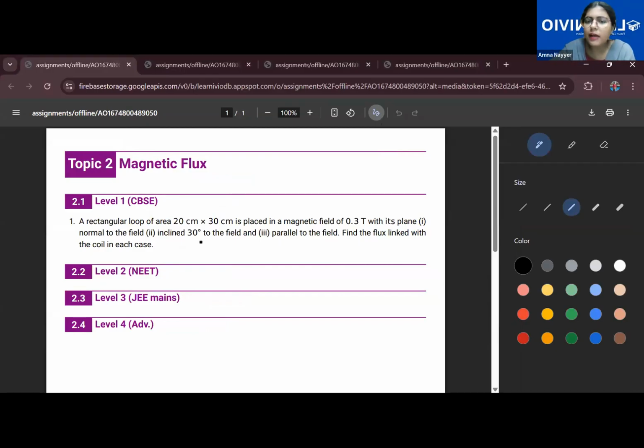Area is already given, magnetic field is given. It says in the first part, with its plane, means magnetic field is normal to the plane. So this is the plane. If magnetic field is normal and area vector is also normal, so this is like this. This is the area vector and this is the magnetic field. So the angle between them will be 0 degree.